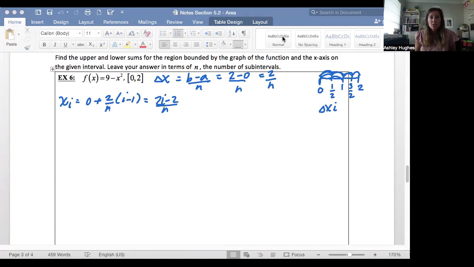And we're going to substitute that into our function for x to give us the summation. So we're trying to sum up from i equals 1 to n, f of xi, so it'd be 9 minus 2i minus 2 over n squared.